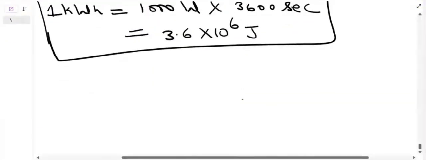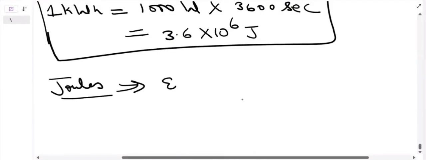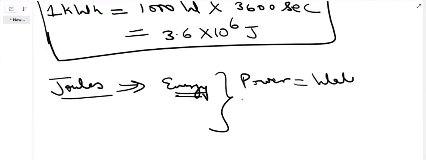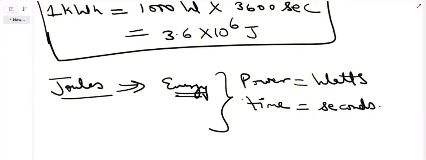The third unit is joules. In joules, you calculate your energy such that your power is always in watts and your time is always in seconds. Any doubts? No, ma'am. Sure? Yes, ma'am. Any of the three can come, and you do not have to be scared of this topic. Okay? Done.